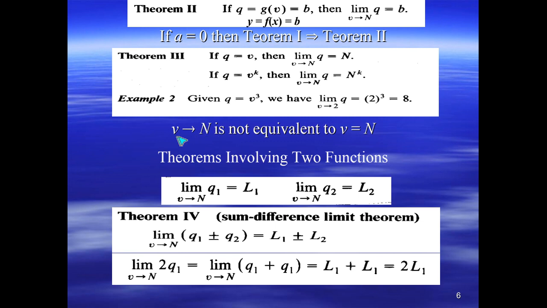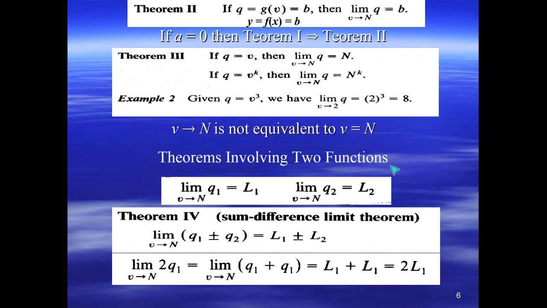Alright, and an important remark here. v goes to n is not equivalent to v equals n. v goes to n doesn't mean that v is equal to n. In fact, it is never equal to n. It comes very close to n without being equal. v goes to n means v gets closer and closer to n, but never becomes equal to n. This is very important.